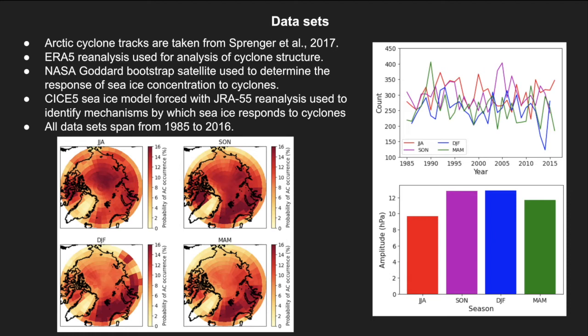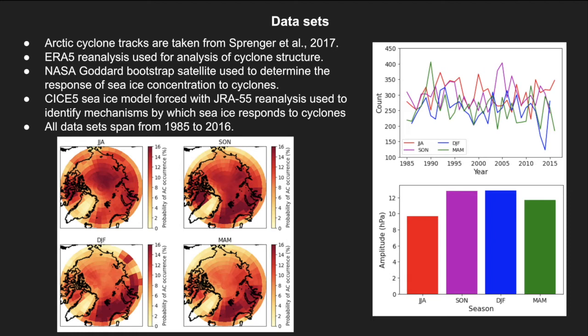So we combine these cyclone tracks with ERA5 reanalysis to look at the atmospheric structure of these cyclones. We use NASA Goddard bootstrap satellite sea ice concentrations to look at how the sea ice responds to these cyclones and what pattern we get.